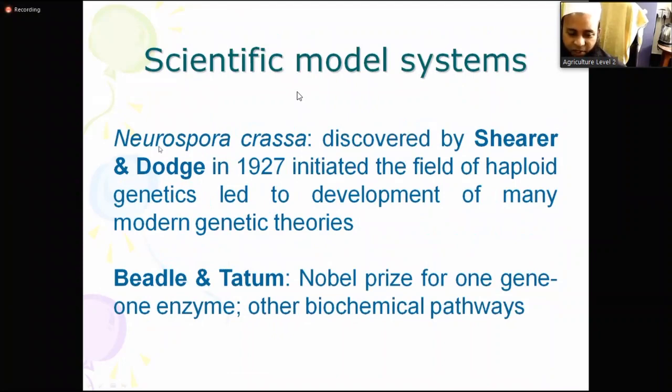Scientific Nobel system. Neurospora crassa, discovered by Shear and Dodge in 1927, initiated the field of haploid genetics and led to the development of modern genetic theory, so genetics and plant breeding. This is also actually their father, we can say, in plant pathology, because Shear and Dodge in 1927 initiated the haploid genetic system. And Beadle and Tatum got the Nobel Prize for the one gene, one enzyme theory and other biological pathways.